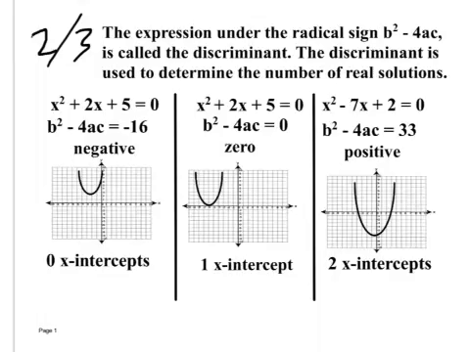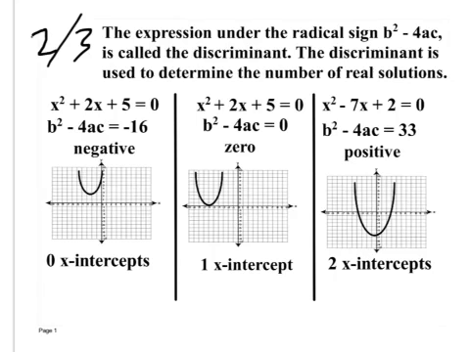This is a continuation of the section on quadratic formula. This is the part where we talk about finding the discriminant. The discriminant is the expression under the radical sign. It's b squared minus 4ac. That's called the discriminant. The discriminant is used to determine the number of solutions.